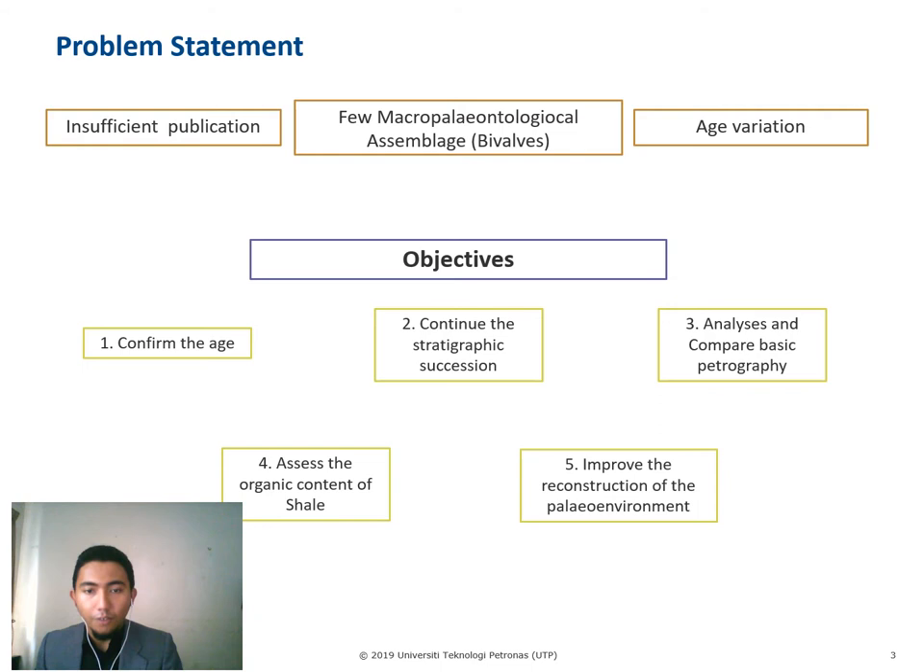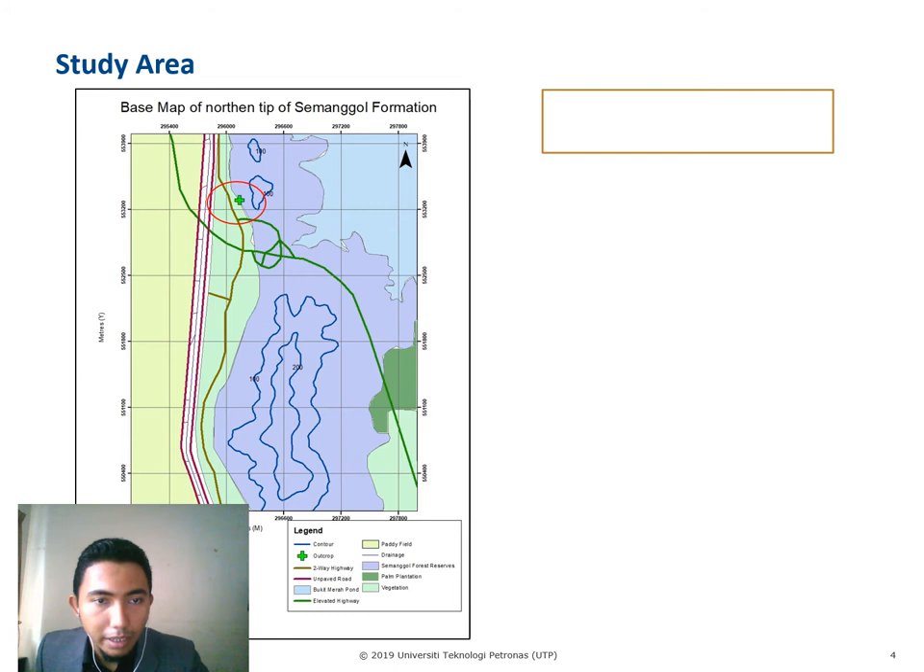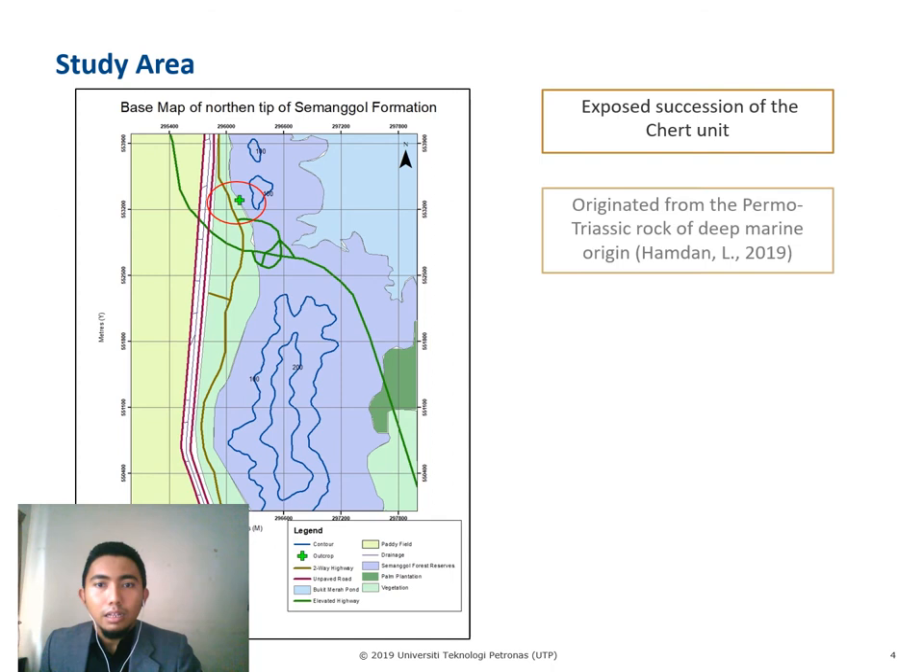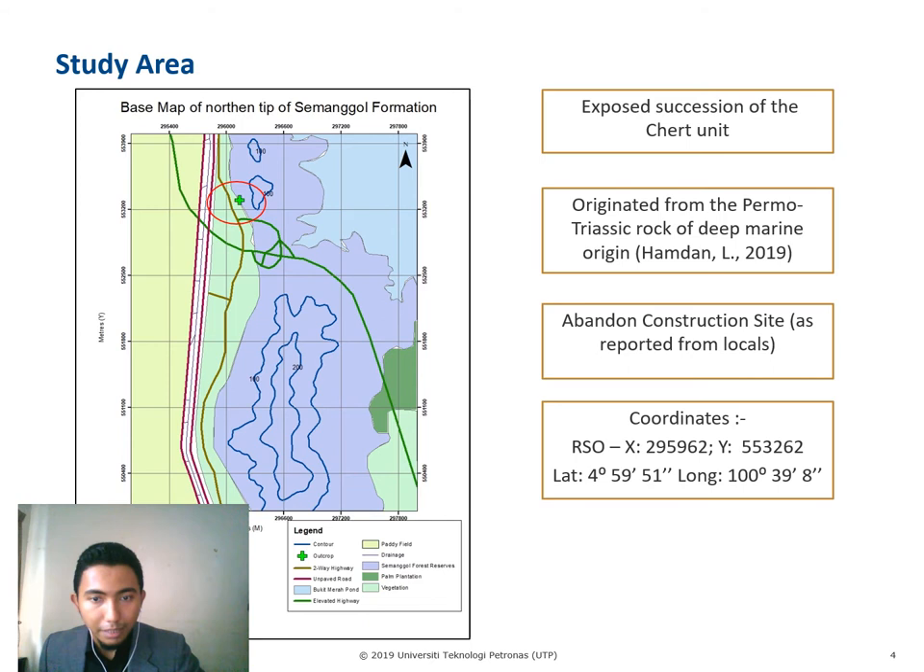The study area is the red circle, which is my study area on the exposed succession of the outcrop. It originated from the Permo-Triassic rock of deep marine origin, cited by Hamdan Noliana 2019, and it's an abandoned coastal site as reported by the locals. The coordinates are given in the slides. It is also moderately to heavily weathered, with vegetation and soil seepage.